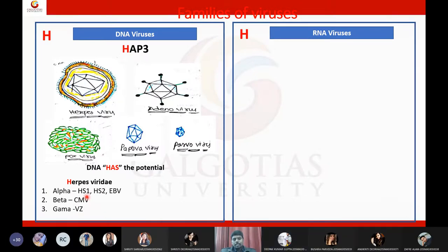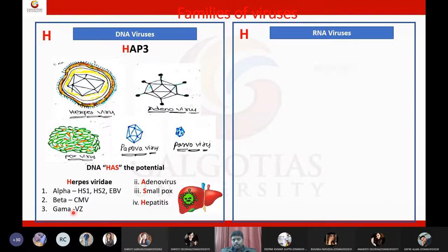Cyto means cell, megalo means enlargement. That means this virus will enlarge the cells, especially the cells in the brain. Very dangerous virus. Okay, CMV. Then VZV stands for varicella zoster. Then we have adenovirus, smallpox, and we have the deadly hepatitis in these DNA viruses. So these are the types of DNA viruses.